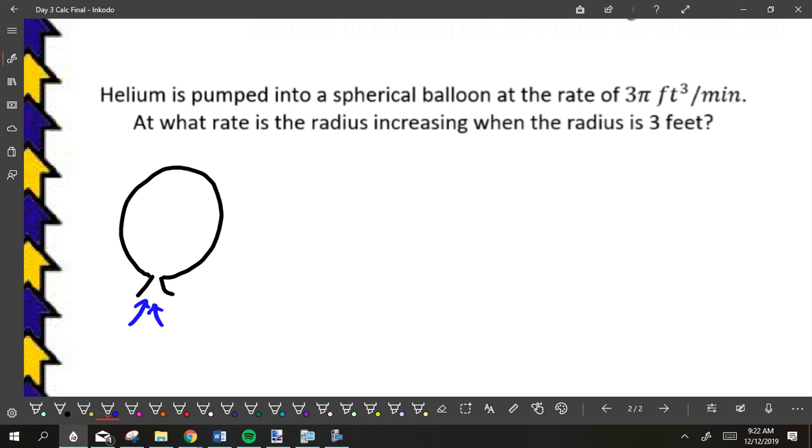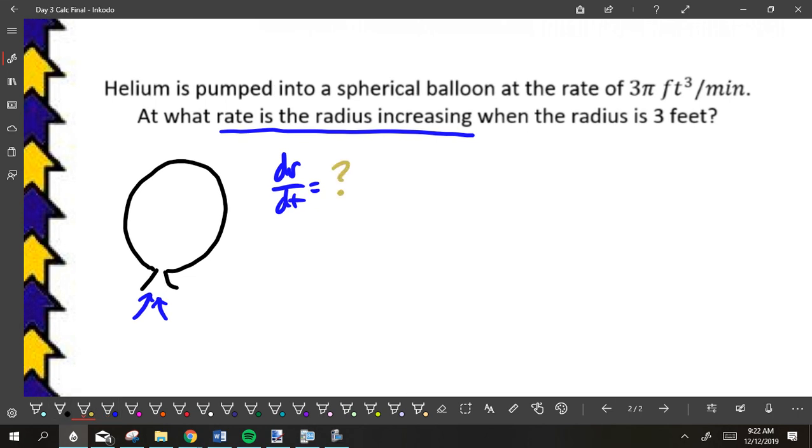Jordan, what's something you labeled on this thing? dr over dt, so the change in radius over time. What do you say that was? Disagree with that. We're looking at what rate is the radius increasing. So that's what we're looking for. dr over dt is our goal here. We're trying to figure out the change in radius over time. So that's what I'm looking for.